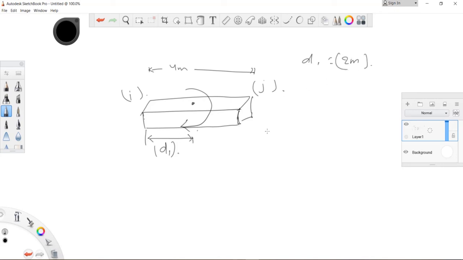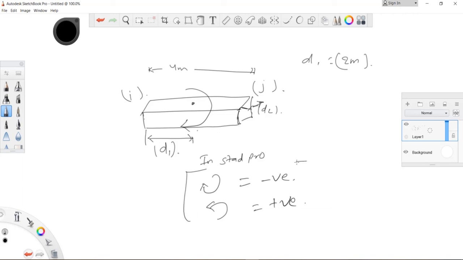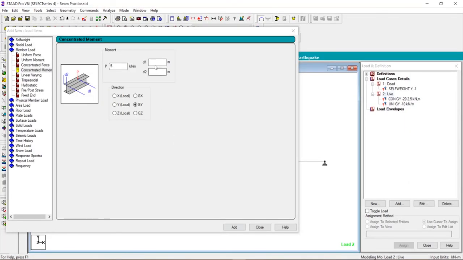And D2 is at what point from the center line to the face you want to apply your moment. In Staad Pro, the clockwise moment is taken as negative and the anti-clockwise moment is taken as positive. This is just a convention, so you have to remember this. Let us give this information. D1 is 2 meters, and as our moment is clockwise, we will write -5.